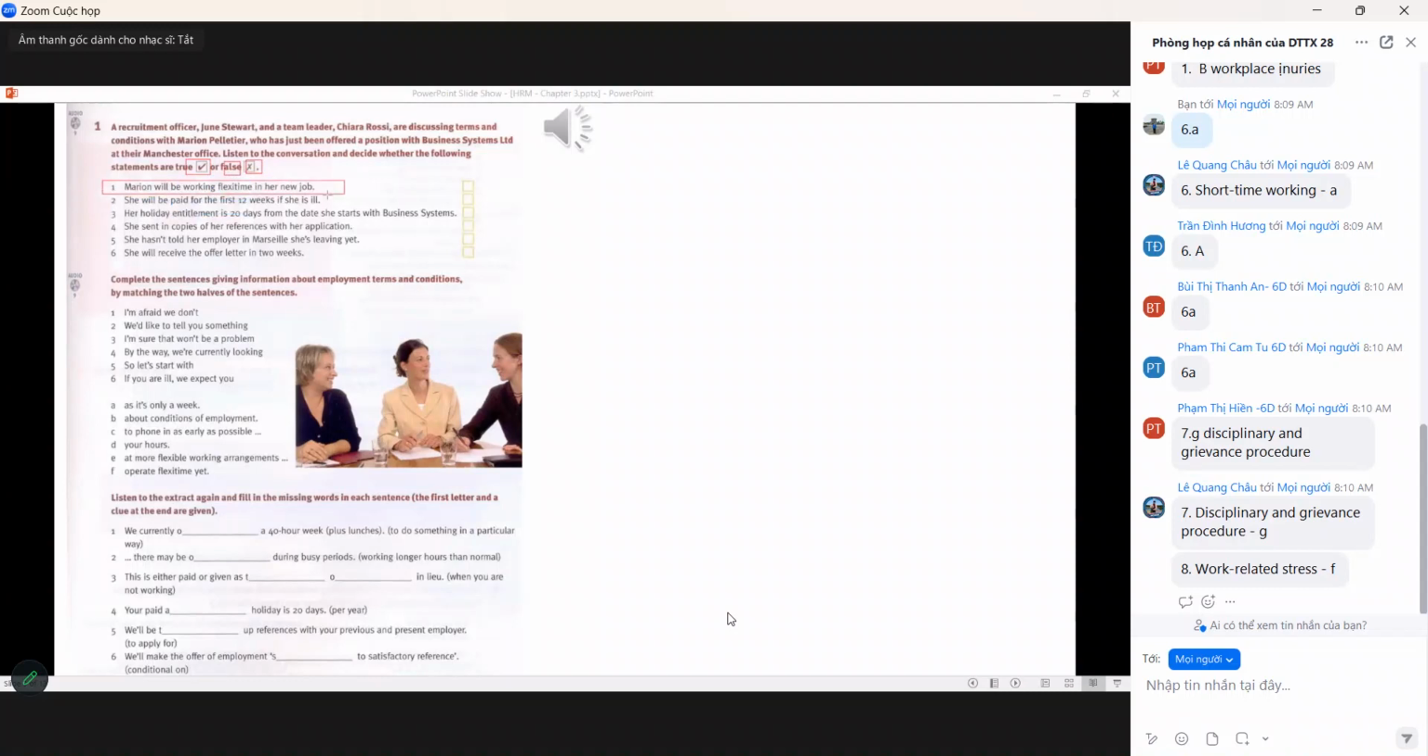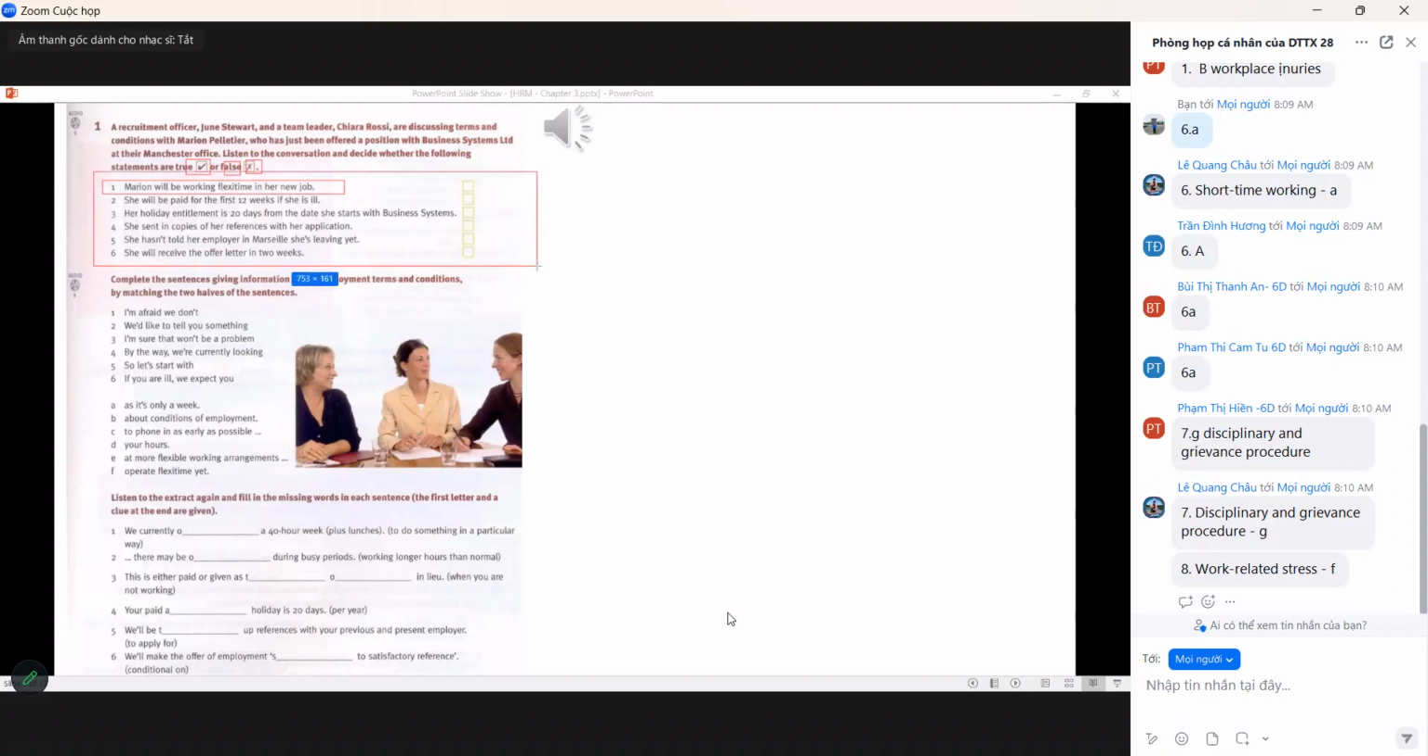Number 1. Marion will be working for the first time in her new job. True or false? 2. She will be paid for the first 12 weeks if she is ill. 3. Her holiday entitlement is 20 days from the date she starts with Business Systems. 4. She sent in copies of her references with her application. 5. She hasn't told her employer in Marshall she's leaving yet. 6. She will receive the offer letter in 2 weeks.